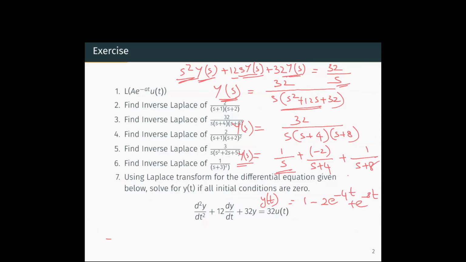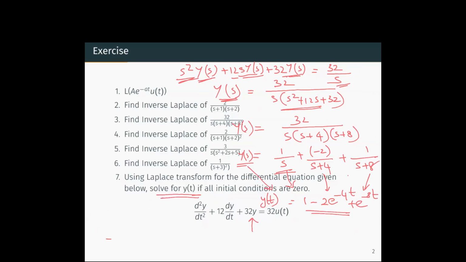by s plus 8. And the inverse Laplace of 1 by s is 1, minus 2 by s plus 4 is minus 2 e raised to minus 4t, and 1 by s plus 8 is e raised to minus 8t. What they have asked is: solve for y of t if all initial conditions are 0. So y of t equals 1 minus 2 e raised to minus 4t plus e raised to minus 8t. So this is how you find the value.